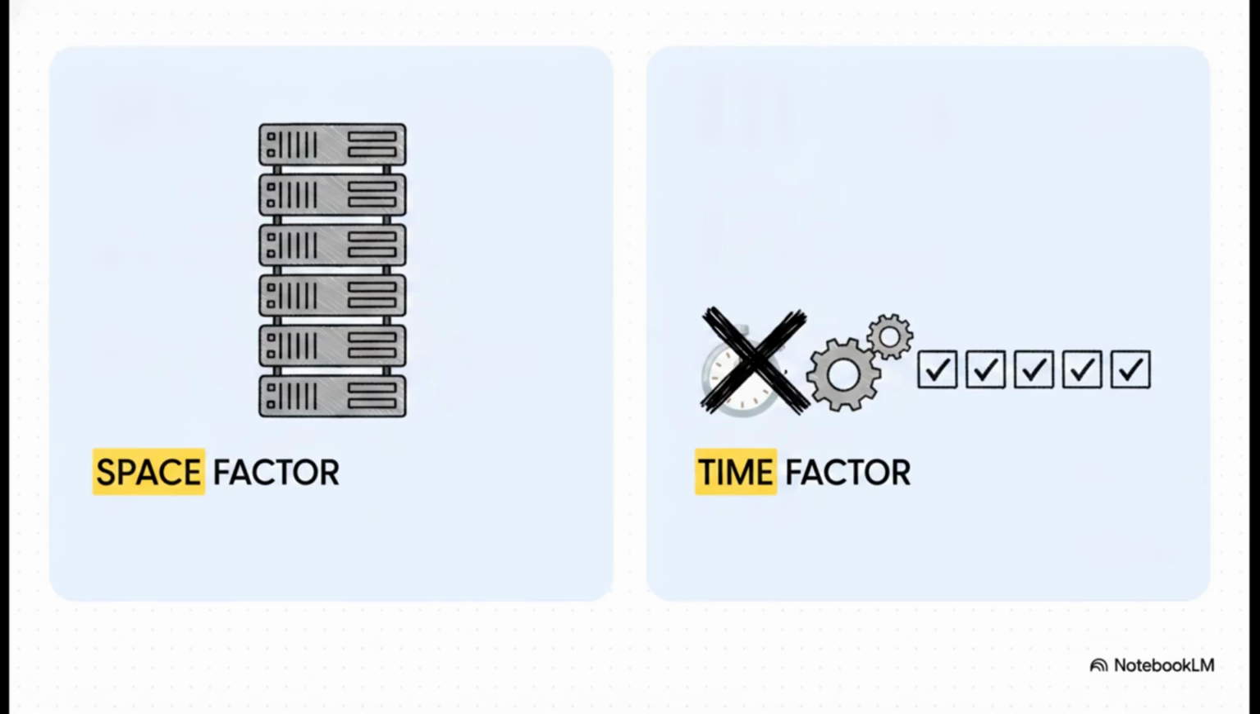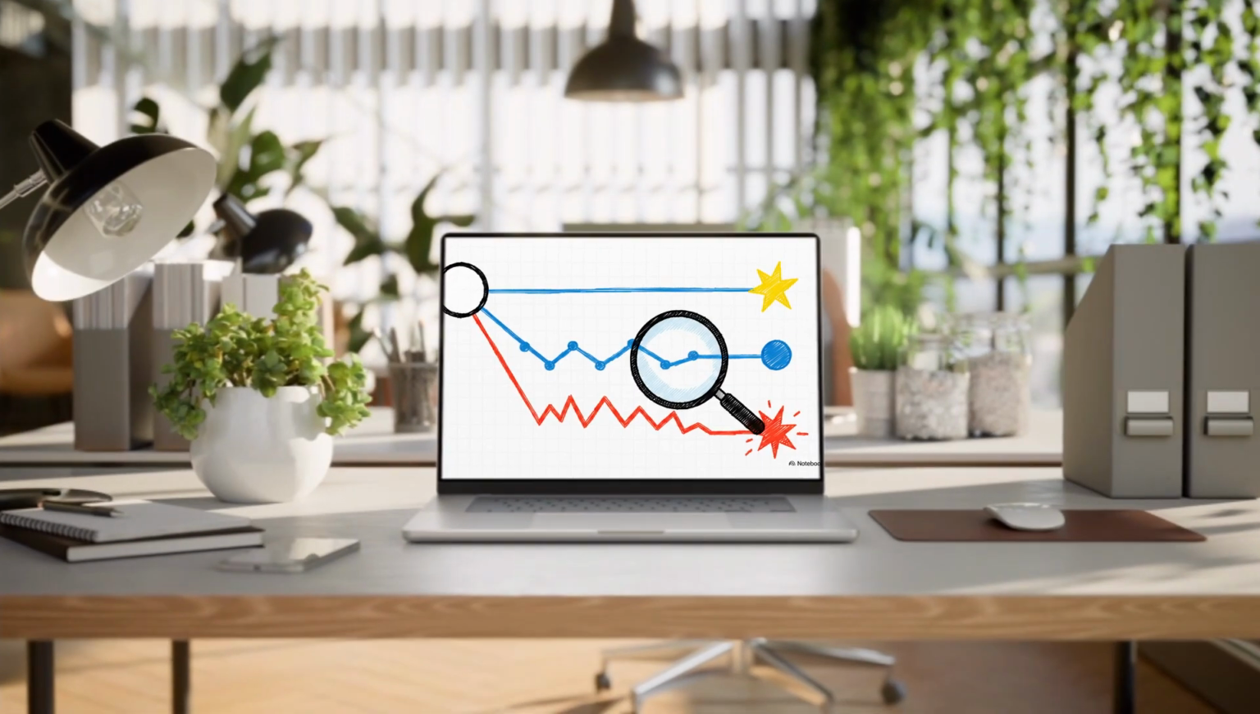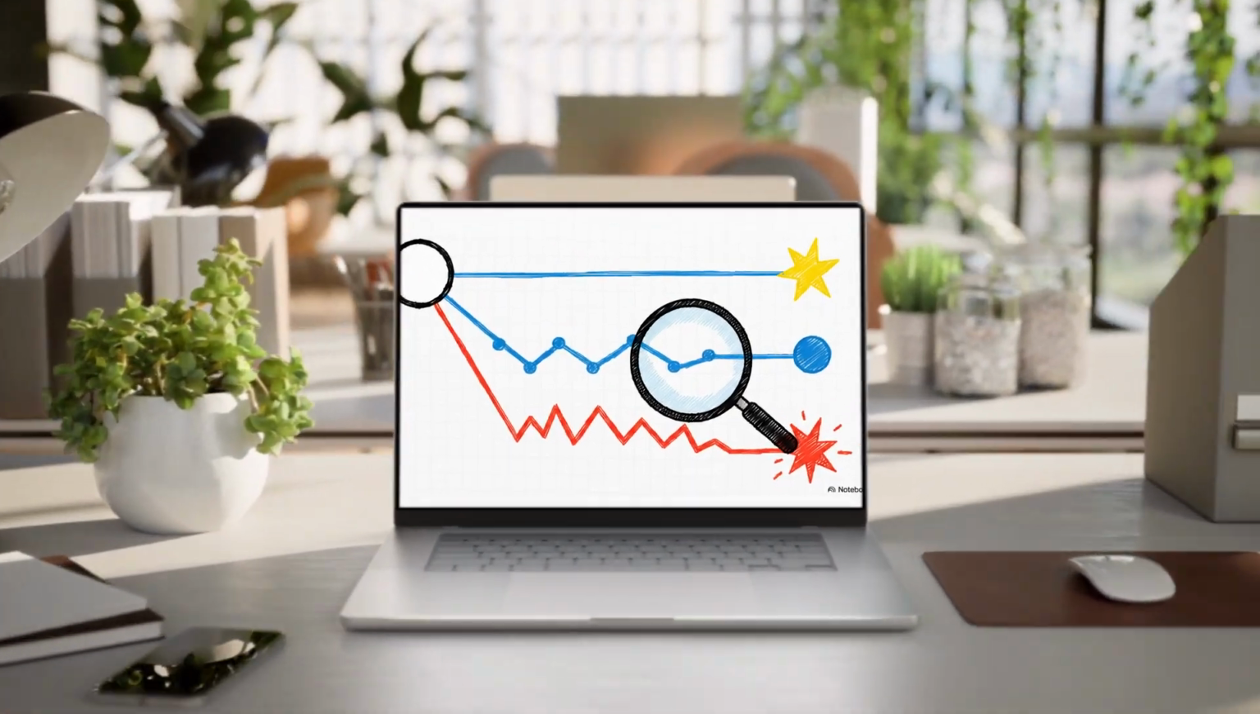Now, a quick aside. We don't measure time with a stopwatch. Instead, we measure it by counting the number of key operations, like comparisons or additions, that the algorithm executes as the data scales up. Because this efficiency actively varies based on the size and shape of the input data, we have to analyze these action plans by predicting their best, average, and worst-case execution times.